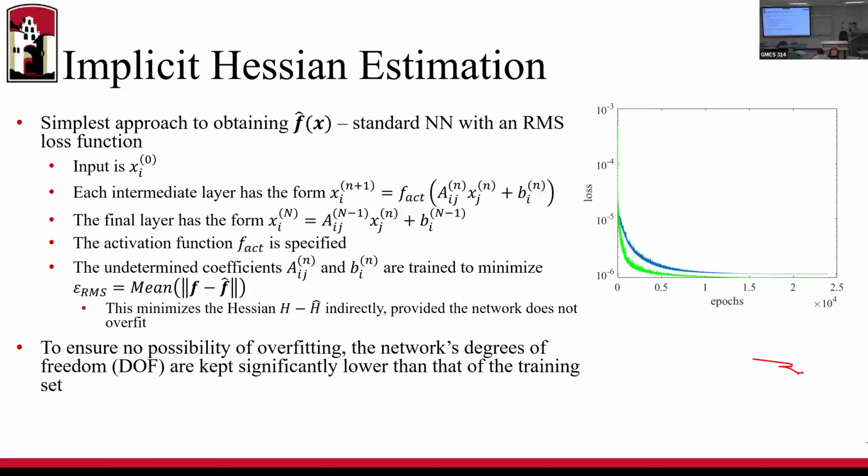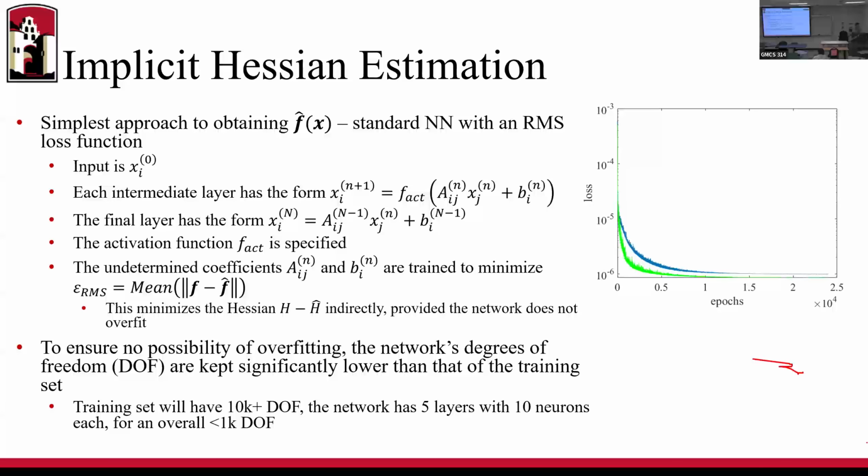Okay, so to ensure that there is no possibility of overfitting, our network's degrees of freedom are going to be kept significantly lower than that of the training set. So here, our training set will be on 10,000 points. So depending on the test case, it will either be 40,000 or 110,000 degrees of freedom. Whereas the network will always have 5 layers with 10 neurons each, which basically gives us about 100 degrees of freedom per layer. So overall, the network itself will have less than 1,000 degrees of freedom.